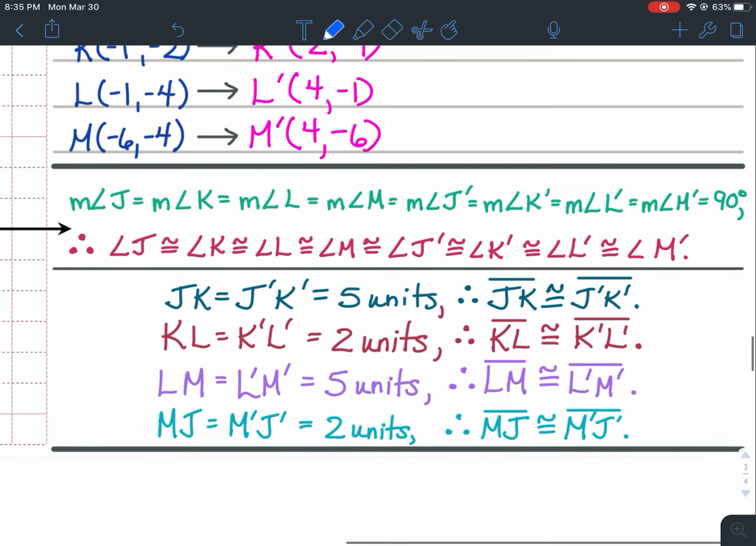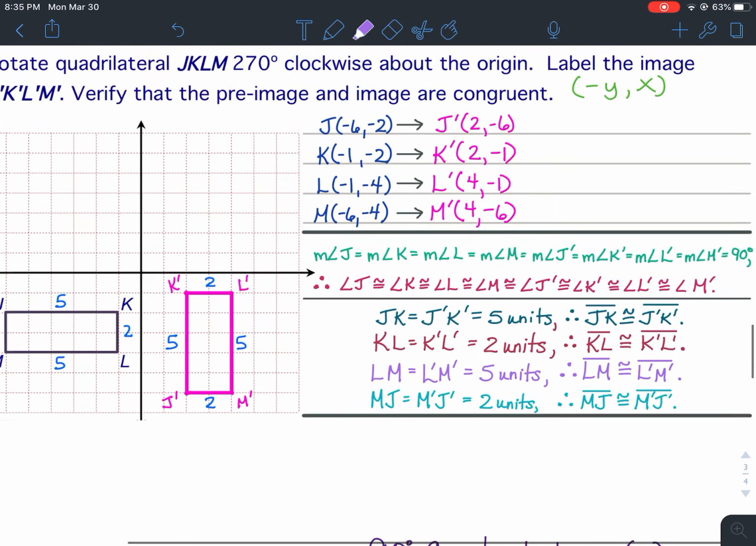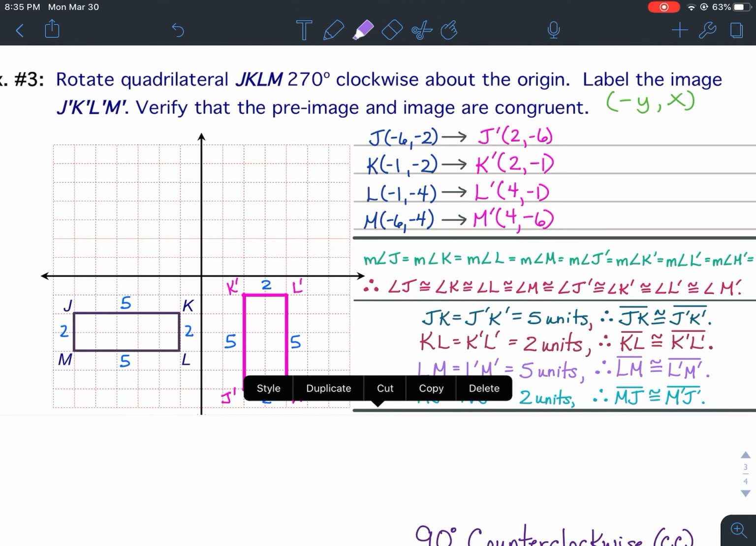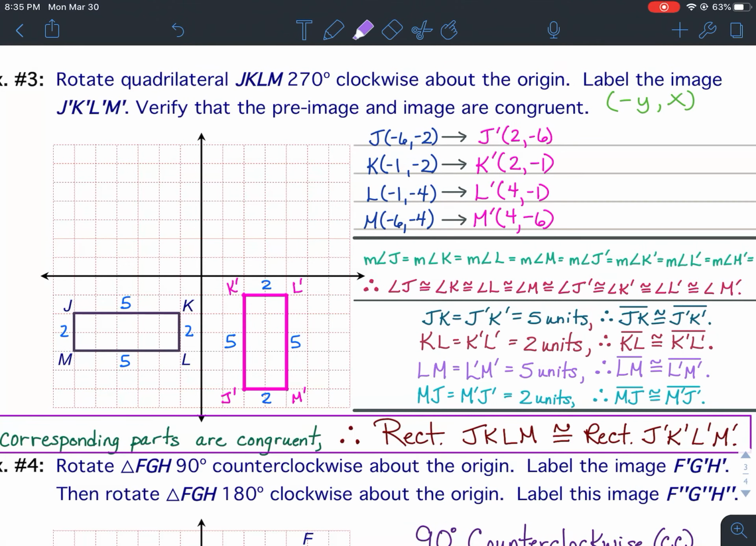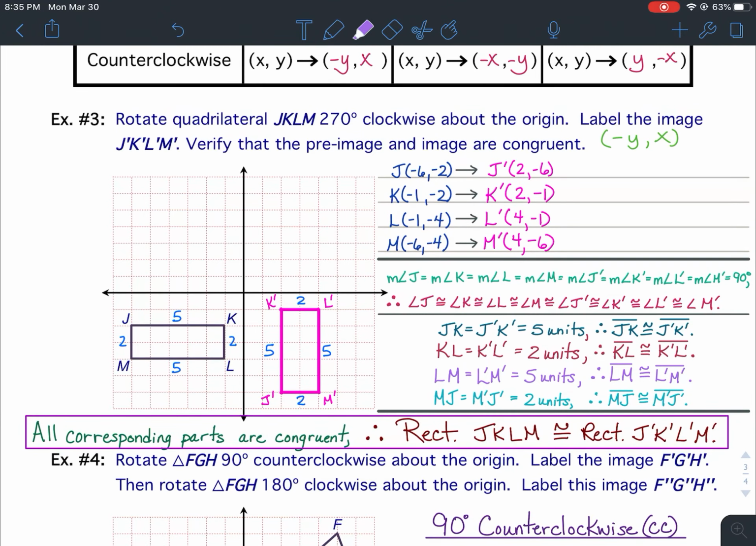And in those two statements, we have proven that up here, all the corresponding angles are congruent. Here we prove that all the corresponding sides are congruent. Therefore, we prove that all corresponding parts are congruent. And because all corresponding parts are congruent, we can state that rectangle JKLM is congruent to rectangle J prime K prime L prime M prime. All right, pause your video, get the rest of that written down.